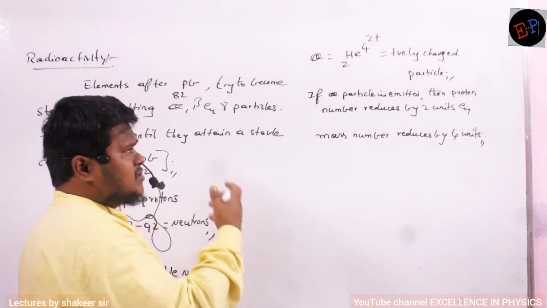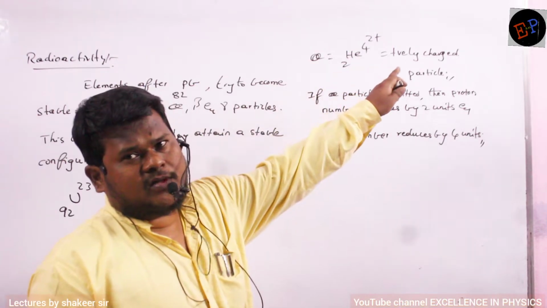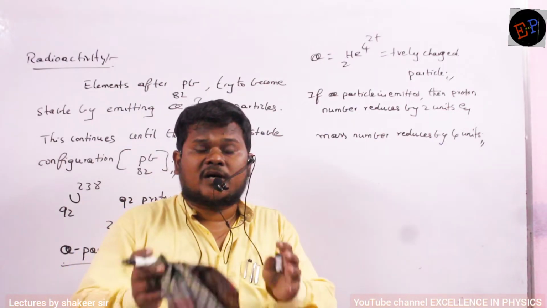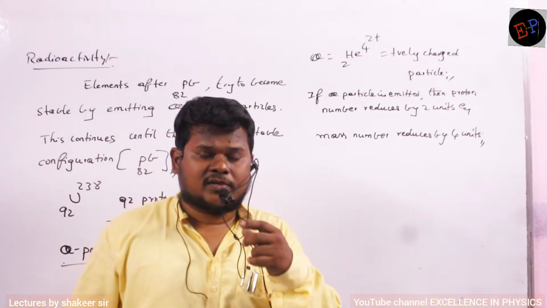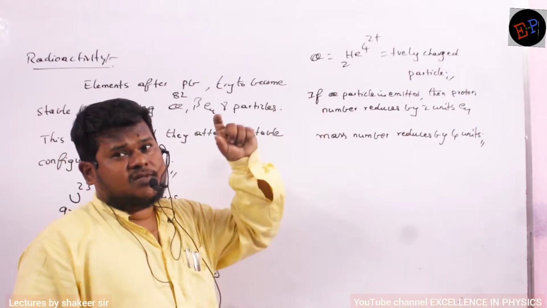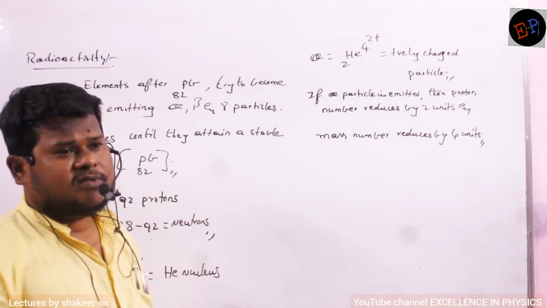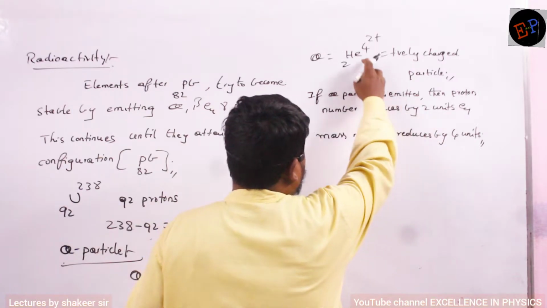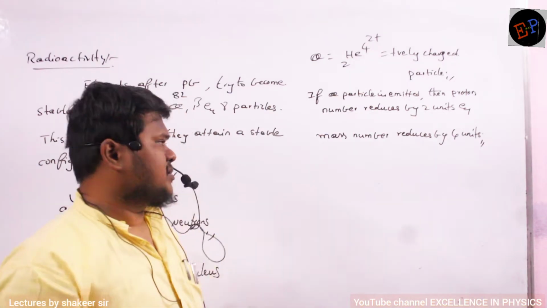So from the nucleus, if an alpha particle is ejected, it means the alpha particle is made up of 2 protons and 2 neutrons. So definitely the proton number reduces by 2. What is meant by proton number reduces by 2? It means the atomic number of that element also reduces. All the chemical properties depend on atomic number only. So if an alpha particle is emitted, this radioactive element converts into another element because the proton number is reduced. Therefore the proton number reduces by 2 units, and because it has 2 protons and 2 neutrons, the mass number also reduces by 4 units.